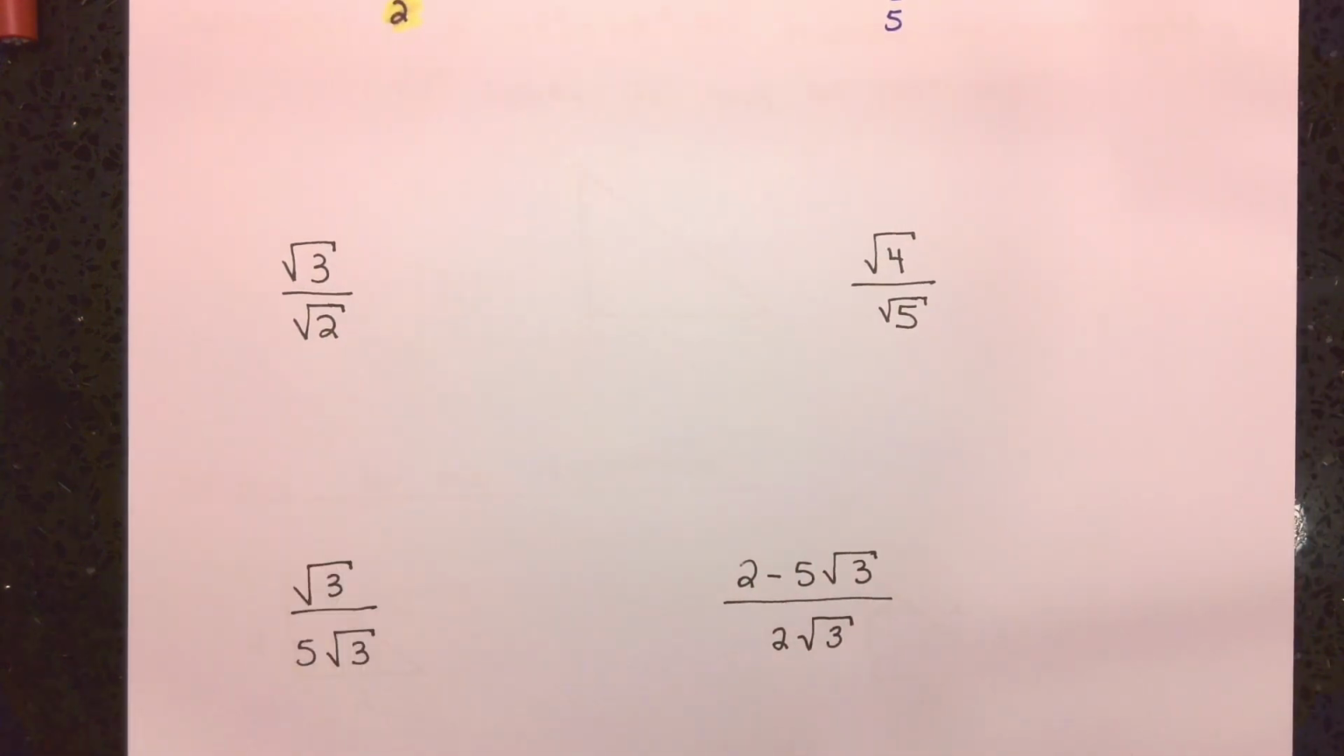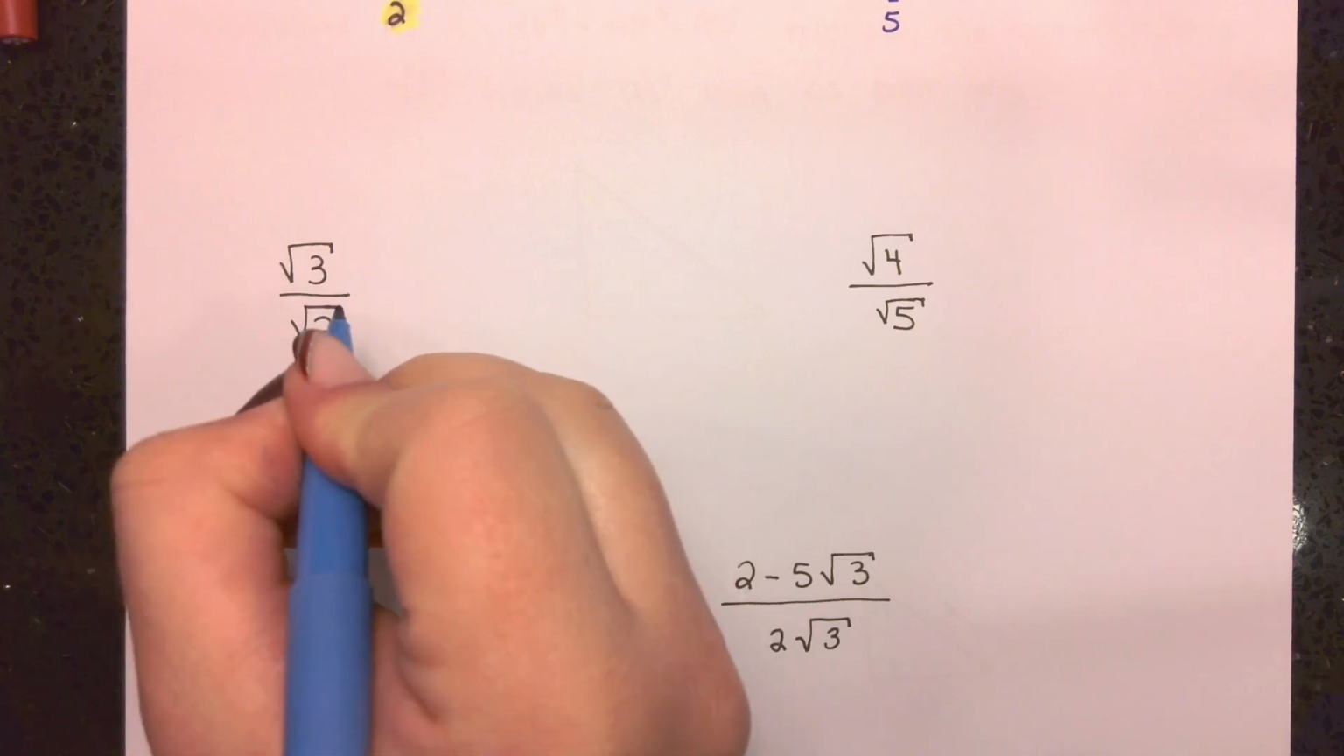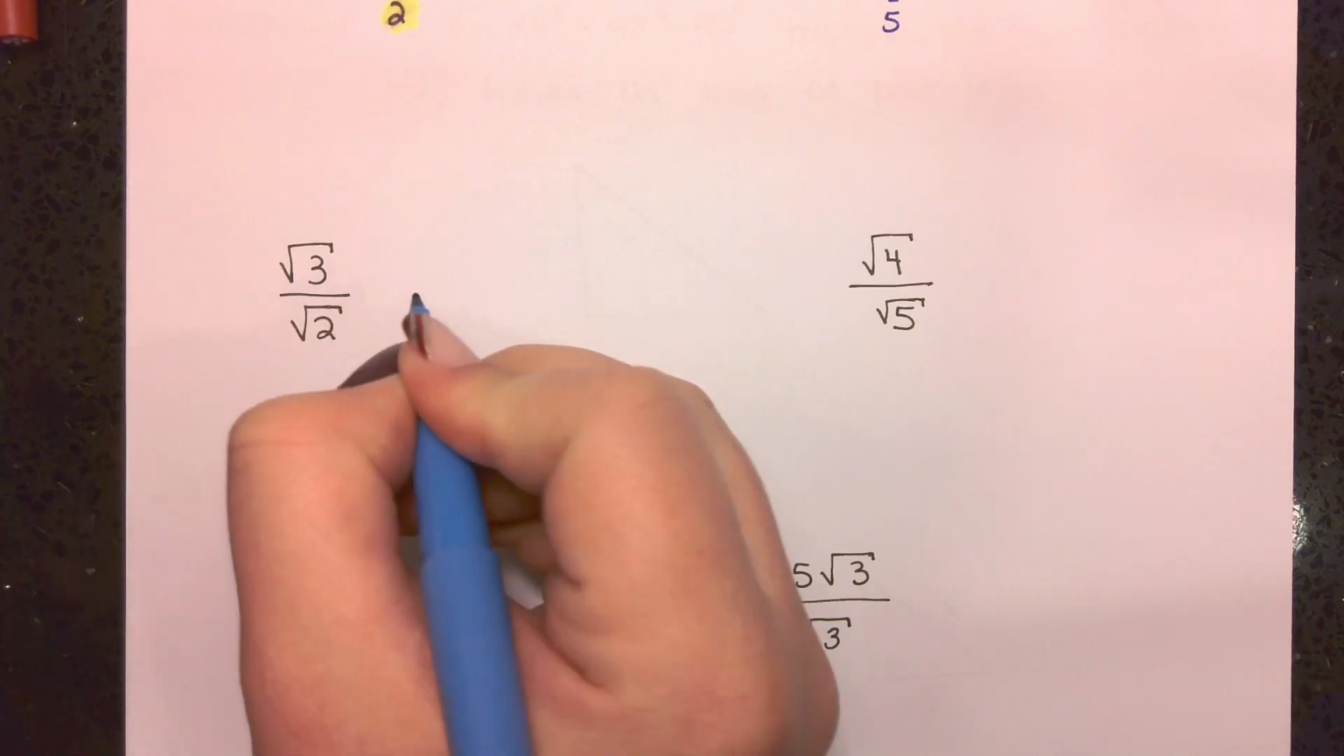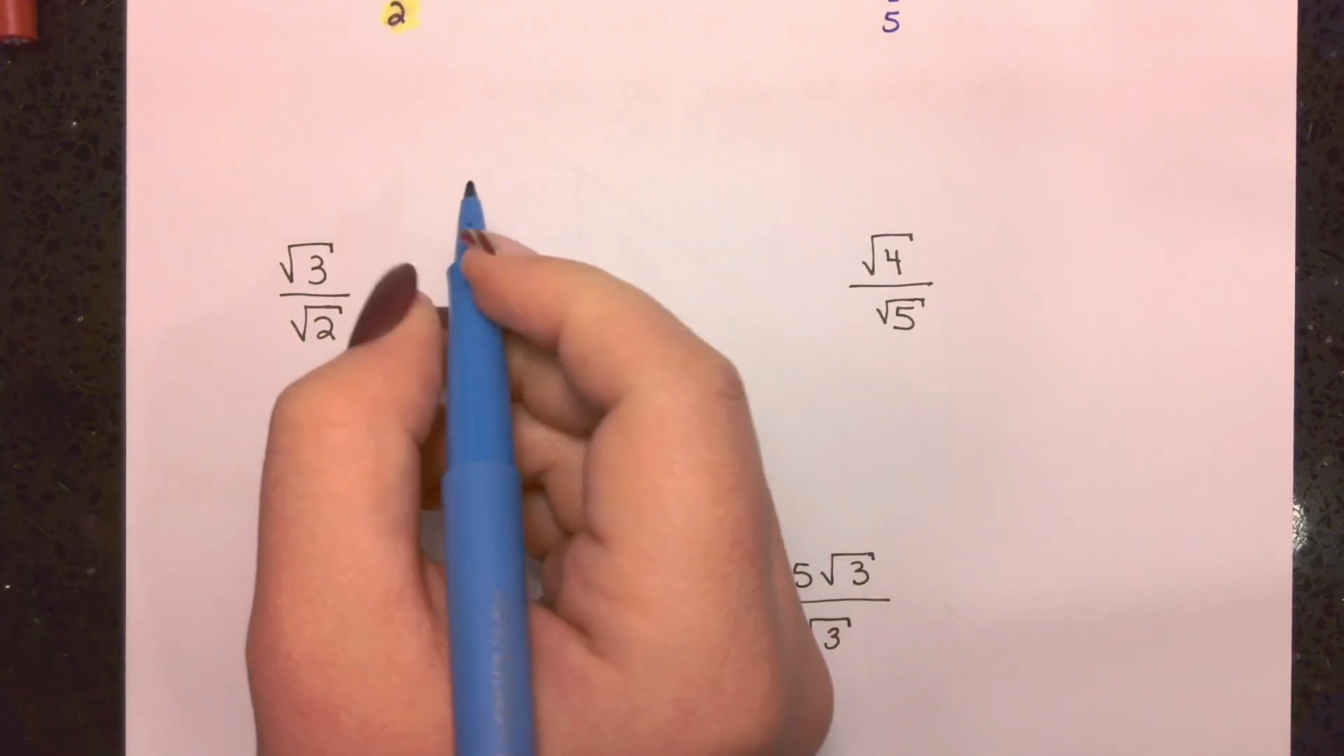This is what I was referring to, when you cannot simplify, like the square root of 2, in the denominator. Now, in the numerator, it doesn't matter. You can have a radical in the numerator. In the denominator, that's where things get tricky. So what you're going to do is rationalize the denominator.